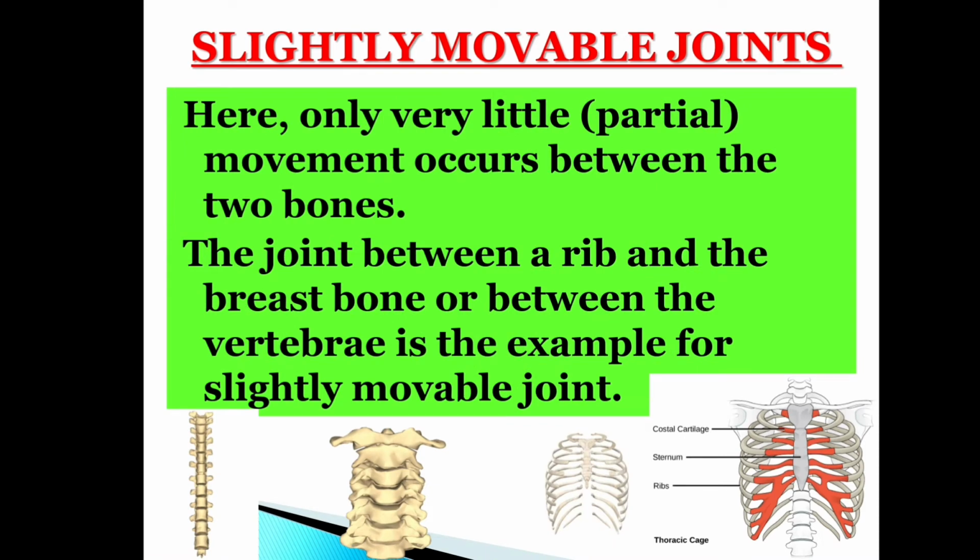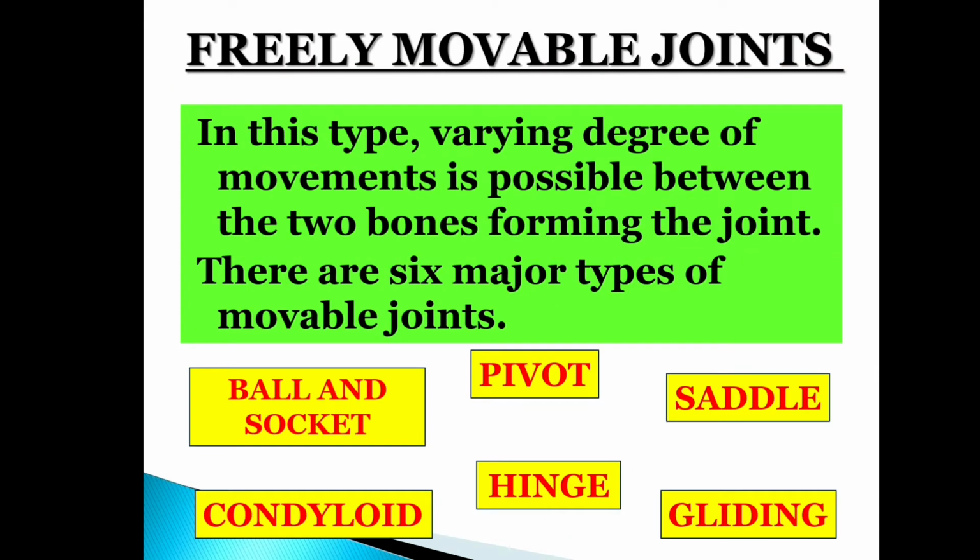Slightly movable joints. Here only very little partial movement occurs between the two bones. The joint between a rib and the breastbone or between the vertebrae is the example for a slightly movable joint. Freely movable joints.